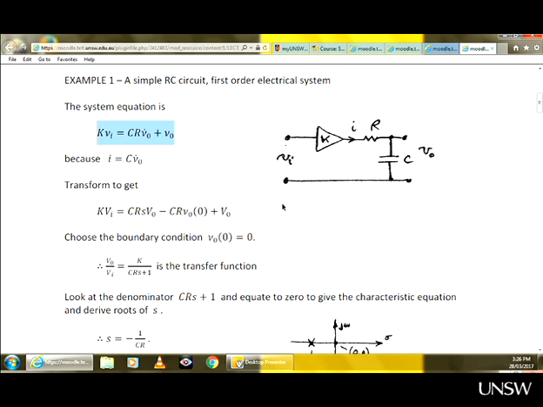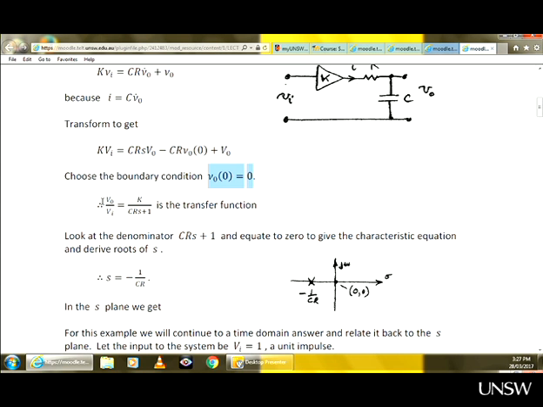So this differential equation is the mathematical model of this system. It describes this system. Now we want the transfer function. We apply Laplace transform to the left-hand side. We apply the Laplace transform to the right-hand side. However, because we want to find the transfer function, we assume initial conditions to be 0. So here is our transfer function.